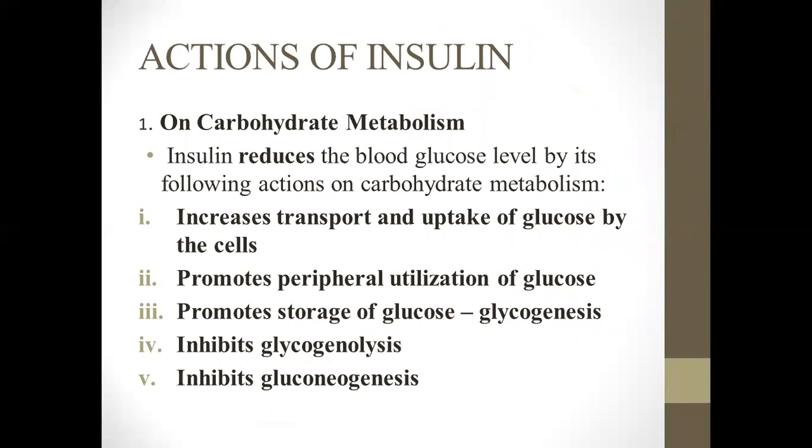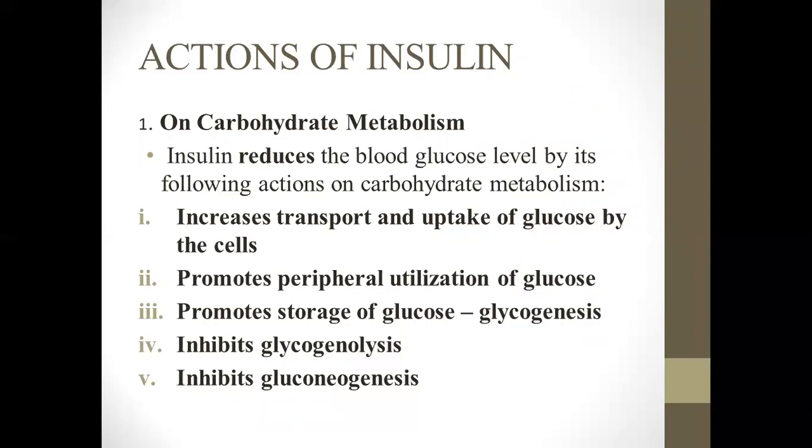Then what are the actions of insulin? Insulin performs different functions on carbohydrate, on fat, and on protein. On carbohydrate, it causes an increase in the transport and uptake of glucose by the cell and promotes peripheral utilization of glucose. That means it causes the entry of glucose into the cell and promotes the storage of glucose in the form of glycogen in the liver, through glycogenesis. It also inhibits glycogenolysis.